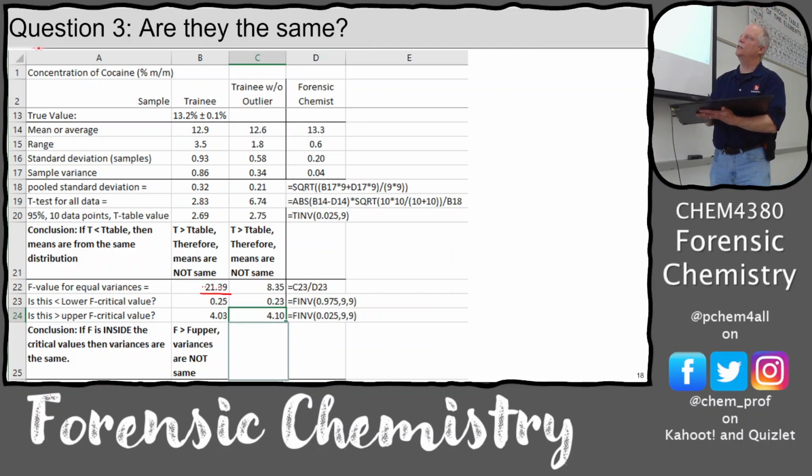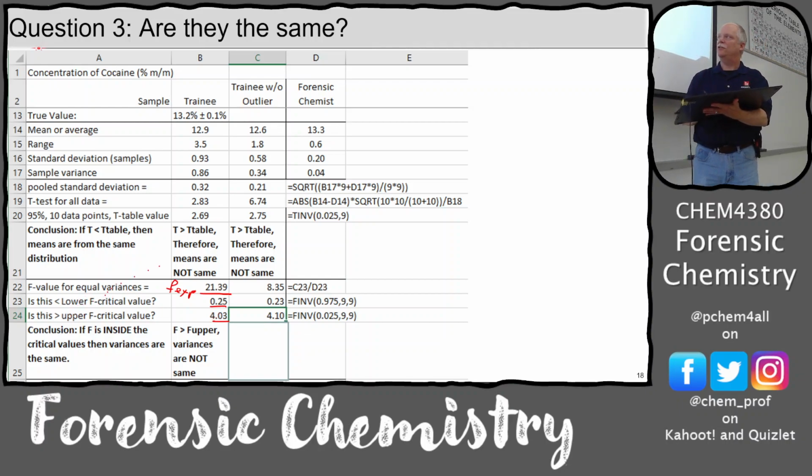Oh no, this is the experimental. This is F experimental, so F EXP. And then this is the lower F value, and this is the upper F value. So you see 21 is much, much greater than 4. So it's outside that range. So F is greater than F upper, so the variances are not the same. We reject the null hypothesis.